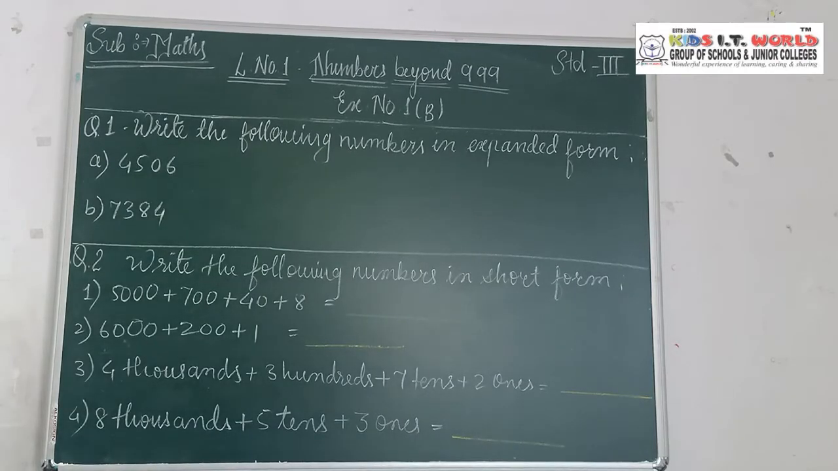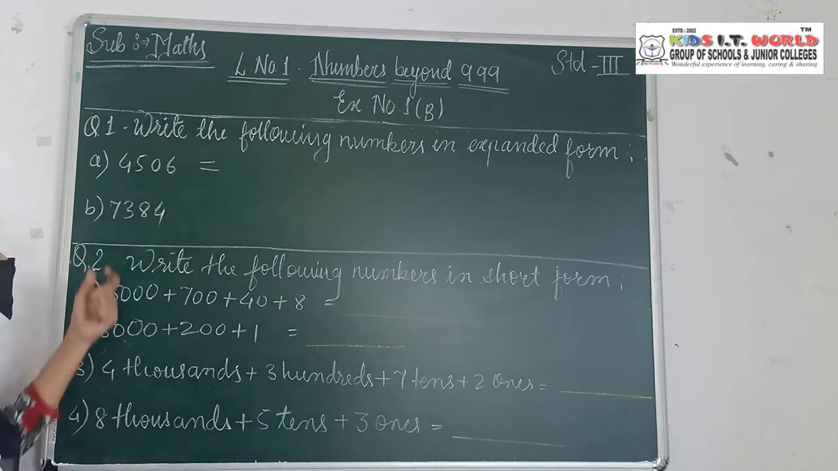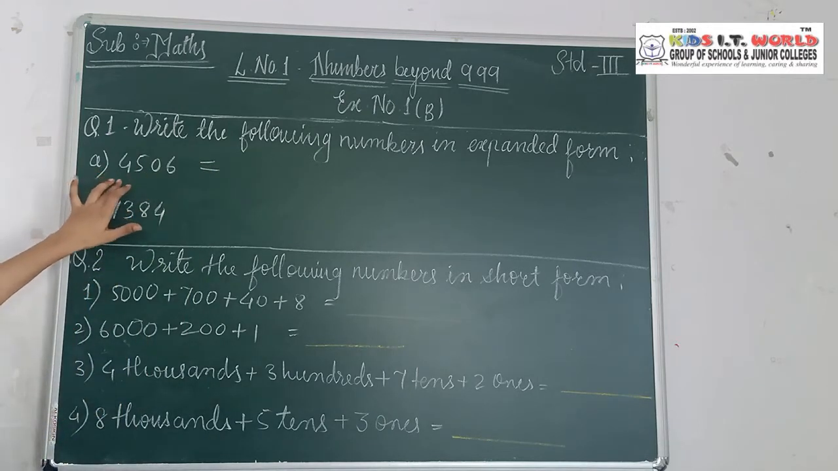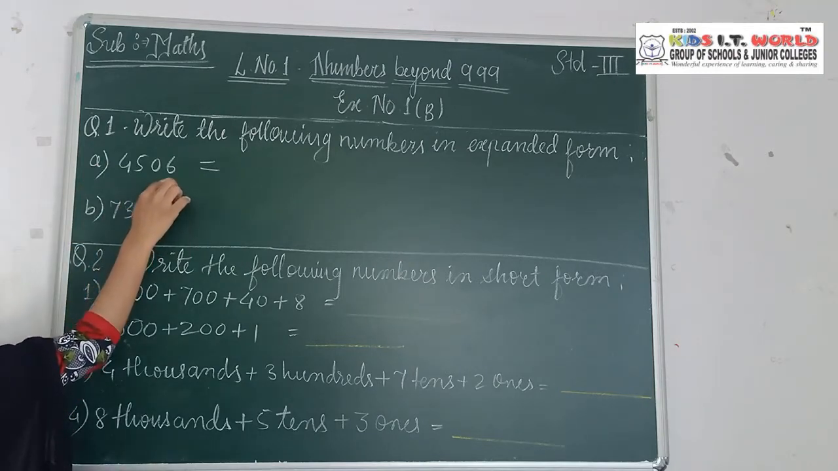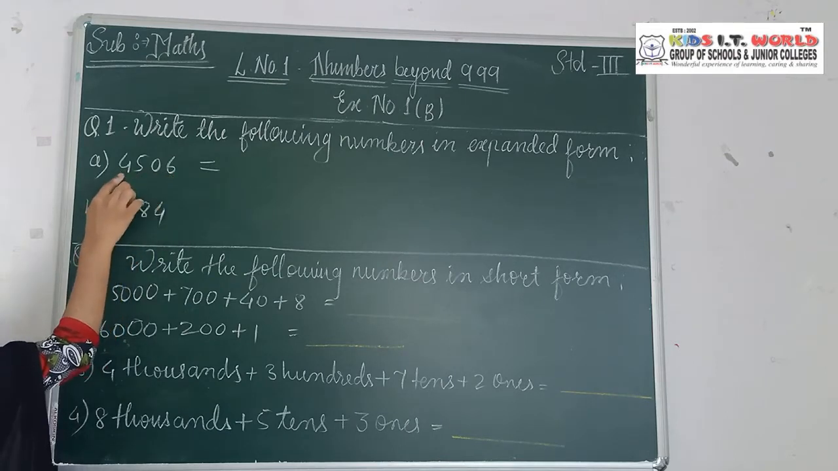Now exercise first. Exercise first depends on the topic expanded form. What is the expanded form of the short form? The expanded form of a number is the representation of the place value of each digit of the number. If you are expanding numbers, you have to represent the place value of that number. How will you know the place value? Just count the digits and start reading the number from the ones, tens, hundreds and thousands.